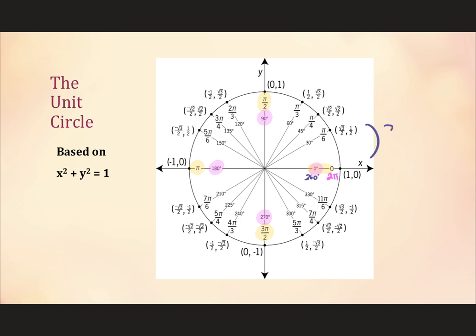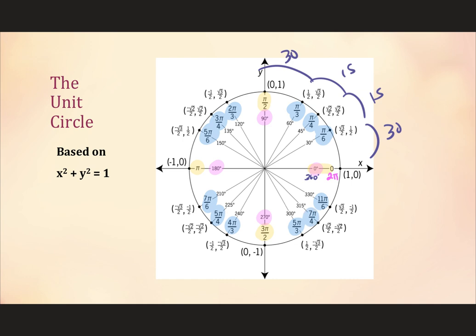Good. 30, 15, 15, 30, all the way around your circle. So we filled in all of our degree measurements. Then we did our radians, and we said everything closest to the x-axis was over 6. Everything closest to the y-axis was over 3. And then the middles are over 4s.